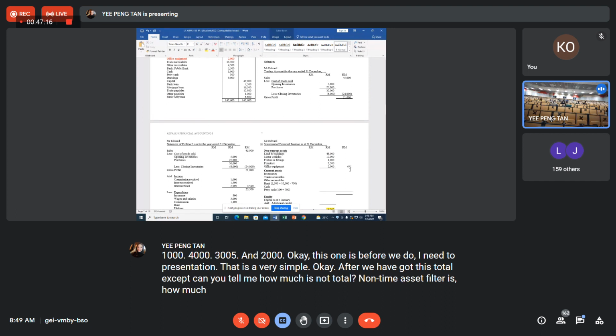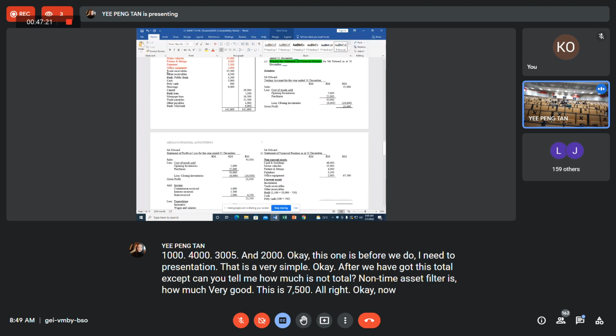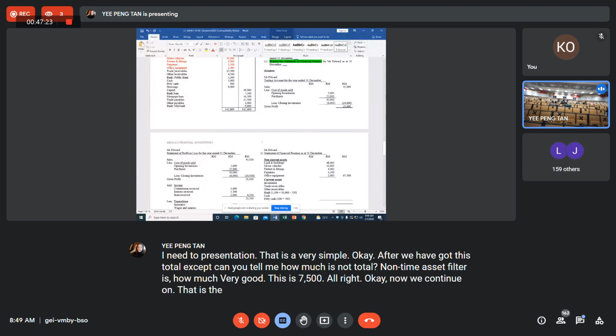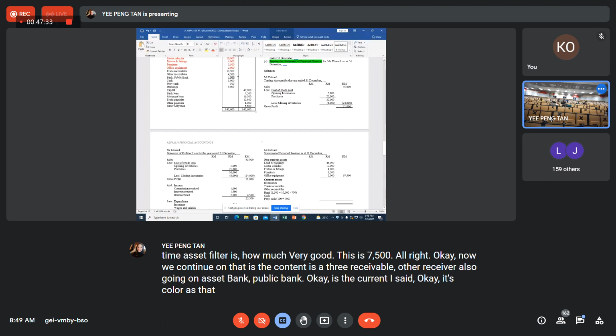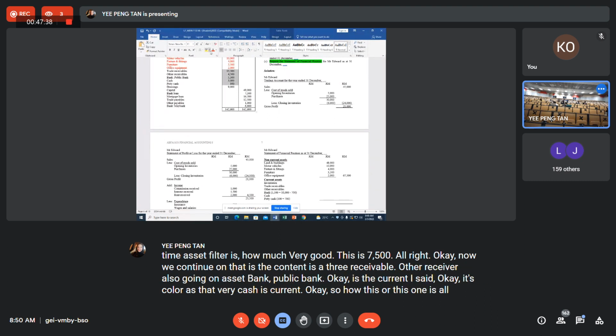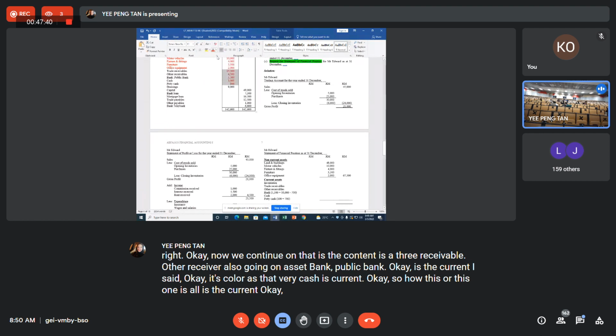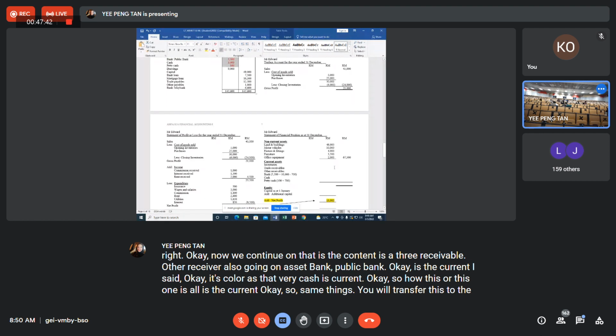67,500. Very good, 67,500. All right. Okay, now we continue. Trade receivable, other receivable, also non-current asset. Bank, public bank. Okay, it's a non-current asset. Cash is a current asset. Okay, so highlight this, this one is all a current asset. Same things, you will transfer this to the current asset section.